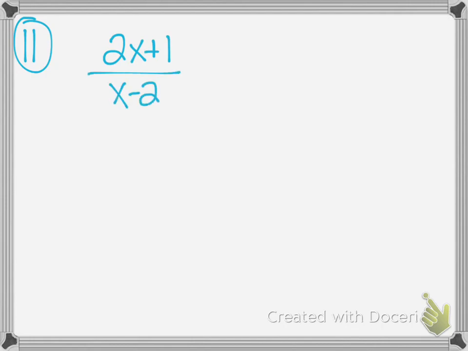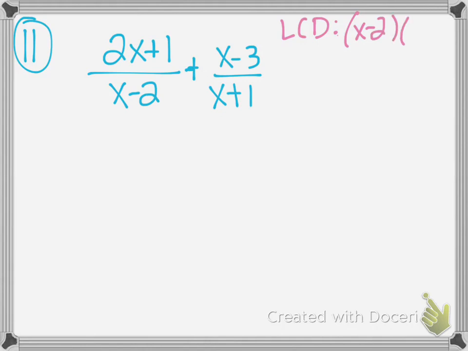Alright, two more problems. Number 11. Alright, so number 11 is 2x plus 1 over x minus 2. And then we have x minus 3 and x plus 1. So nothing can factor, and we have two different denominators, which means my LCD is going to be the two factors put together. The left side doesn't have the x plus 1. And the right side doesn't have the x minus 2.